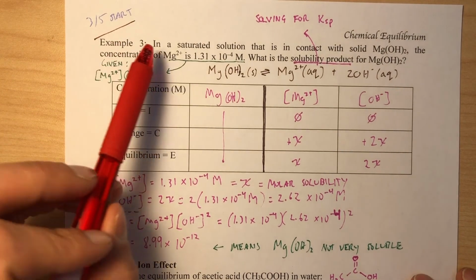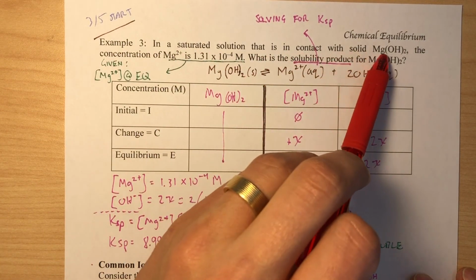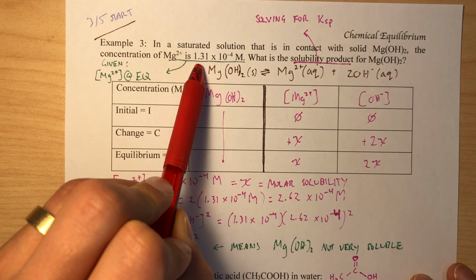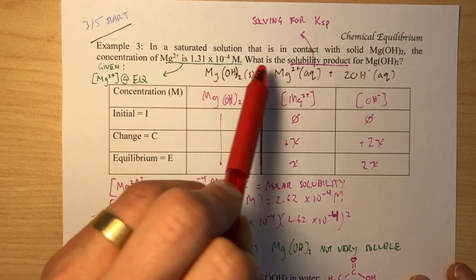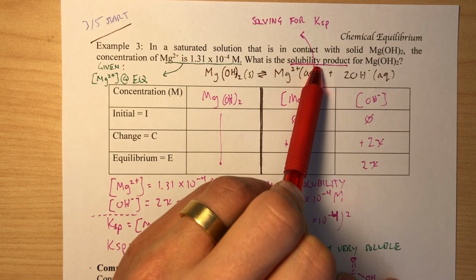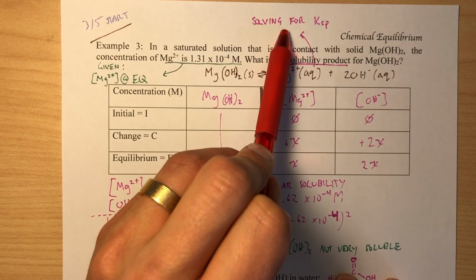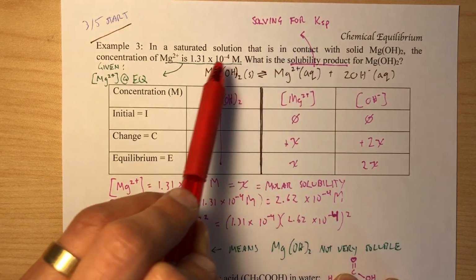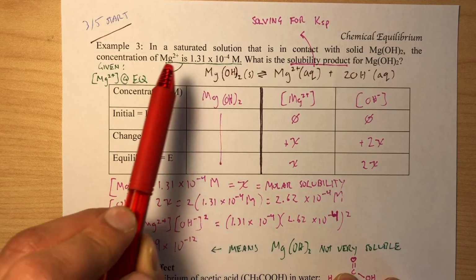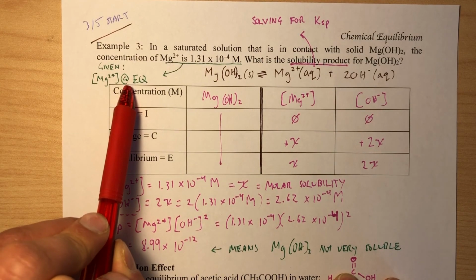In example 3, in a saturated solution that is in contact with solid magnesium hydroxide, the concentration of magnesium ions is 1.31 times 10 to the negative fourth. What is the solubility product for magnesium hydroxide? The solubility product we are solving for is KSP, our equilibrium constant, and what we're given is the concentration of magnesium ions at equilibrium.